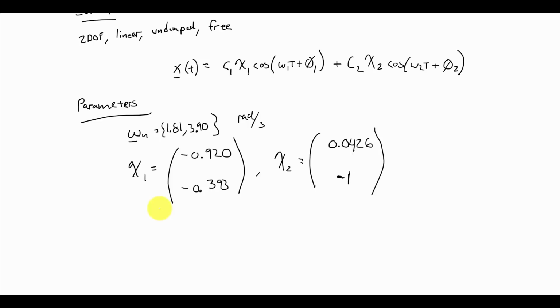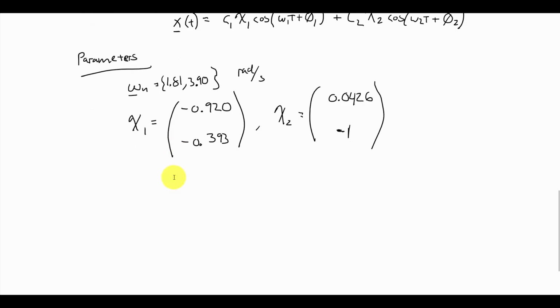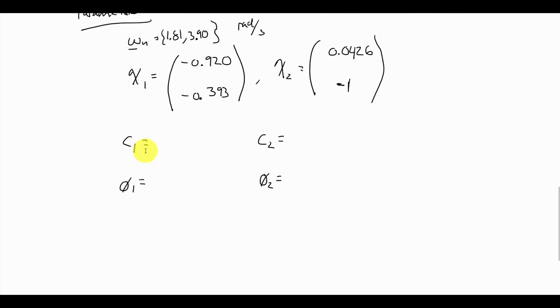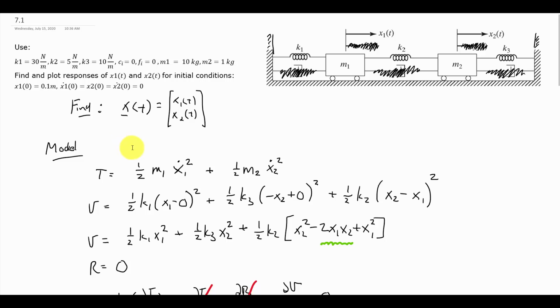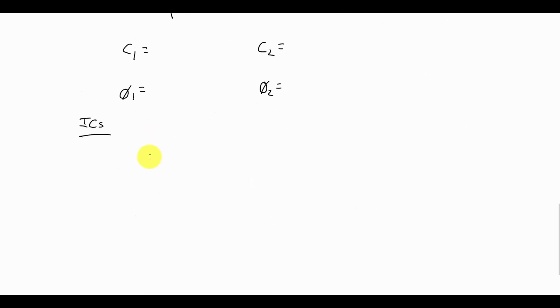Now, we still need C1, phi1, C2, and phi2 in our parameter step. And to get those, we are going to need to apply our initial conditions. So I'll put a placeholder here, since that's what we want to do next: apply initial conditions and solve for these remaining parameters. We are told to use, going all the way back here, the initial position on x1 is 0.1 meters, so 0.1 to the right. x1 of 0 equals 0.1. All other initial conditions are just going to be 0.